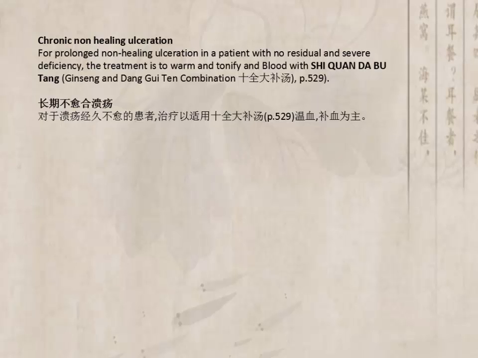Same thing would be true in acupuncture. When you have chronic non-healing sores and ulcers, you would want to think about tonifying the qi and blood to aid the body in repair, basically. Repairing tissues is what we're talking about here. Clear? Any questions?